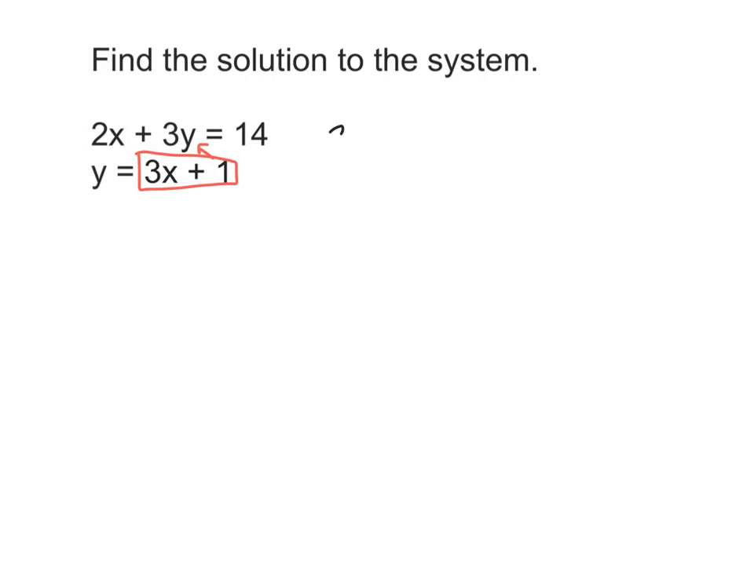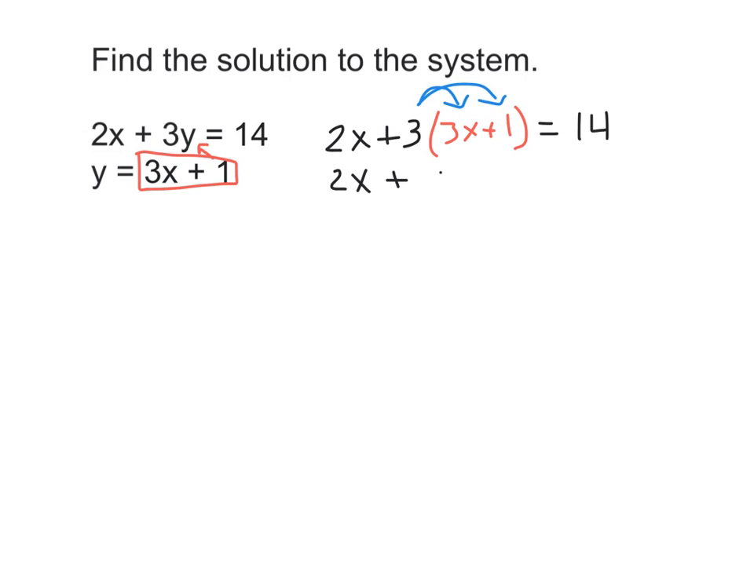So when we rewrite this, we're going to get 2x plus 3 times y. Now instead of the y, we're going to put 3x plus 1. When you do that, you need to put this in parentheses. Equals 14. And now we're going to solve this. When we solve this, we distribute the 3 into the parentheses. So we get 2x plus 3 times 3x is 9x plus 3 times 1. We're distributing here. 3 times 1 is 3 equals 14.